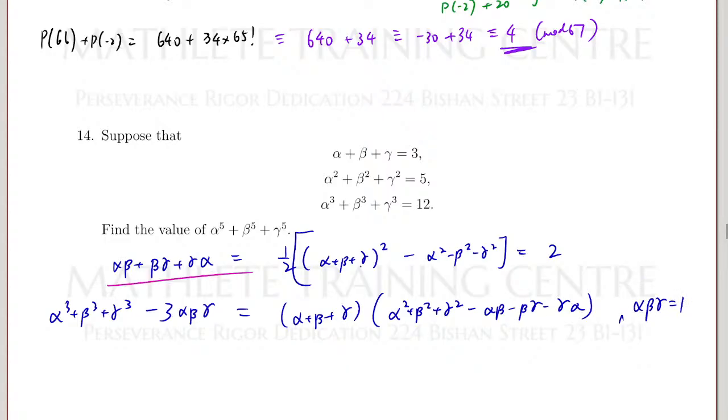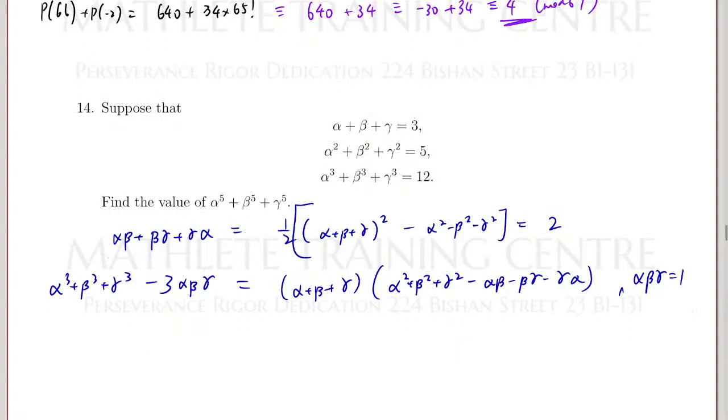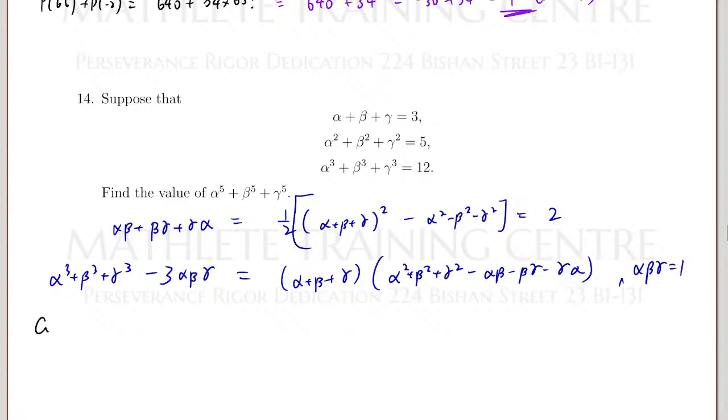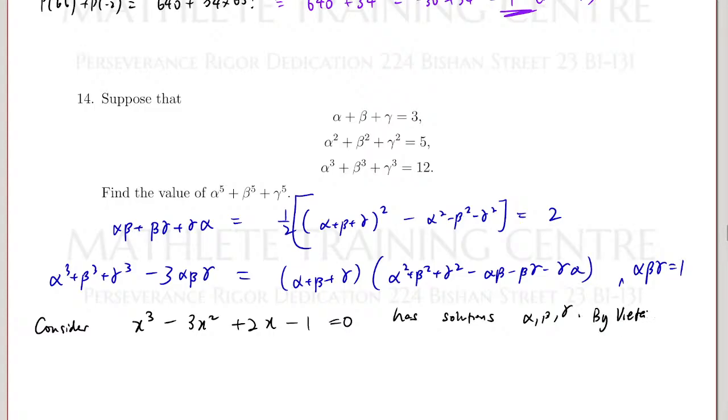So after figuring out this and figuring out this, what you can do is form the cubic equation. So if you consider this certain cubic equation, x cubed minus 3x squared from here, plus 2x from here, and then minus 1 from here equals 0. This thing here has solutions alpha, beta, gamma using Vieta's theorem. Okay, this is by Vieta's. And after finding the cubic equation, now how to continue to figure out the sum of power 5s?